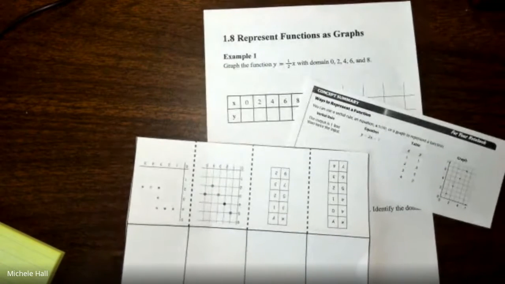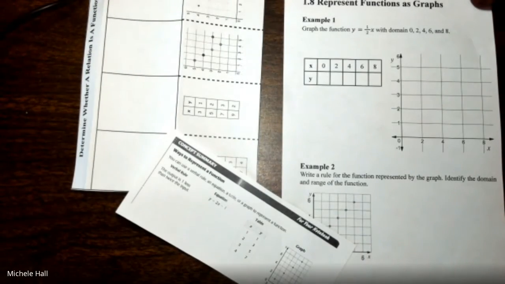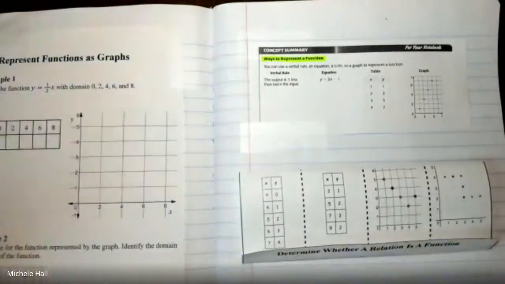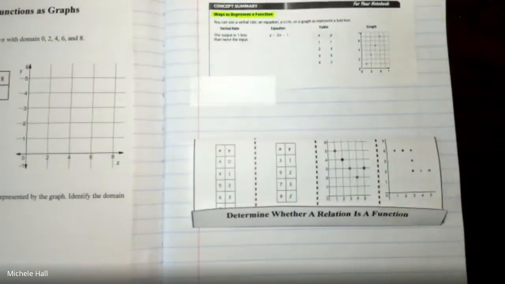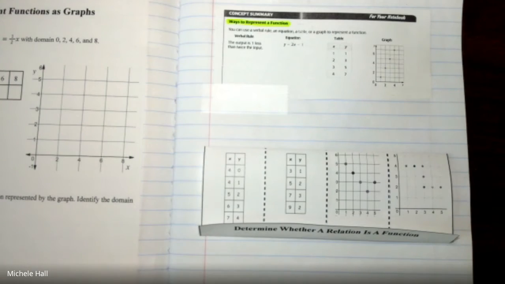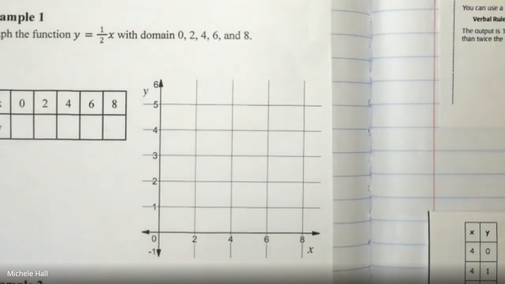Your 1.8 notes that you're going to cut out. Today, 1.8 representing functions as graphs.